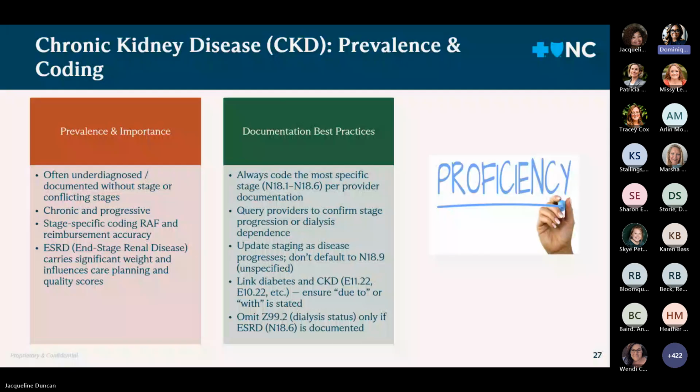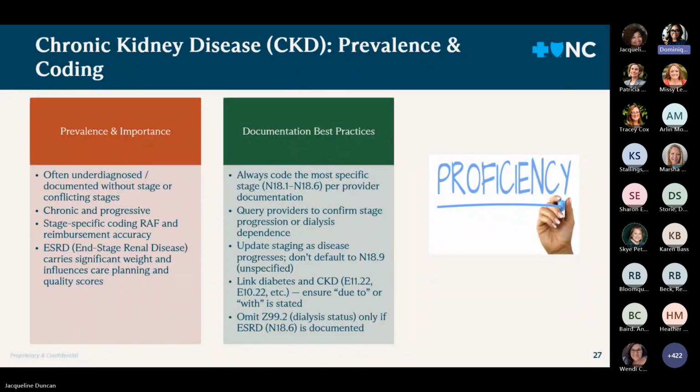Chronic kidney disease, or CKD, is frequently underdocumented or coded without the correct stage, which directly affects reimbursement, quality scores, and risk adjustment. Because CKD is a progressive condition, capturing the most specific documented stage from N18.1 through N18.6 is essential, and codes should be updated as the disease advances. End-stage renal disease, or ESRD, which is N18.6, carries significantly higher clinical and risk adjustment impact, so it must be used only when the patient truly meets ESRD criteria.